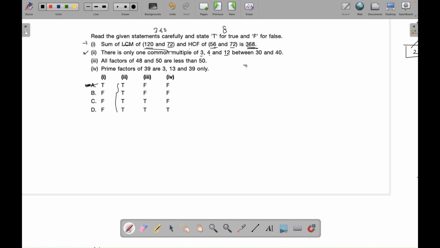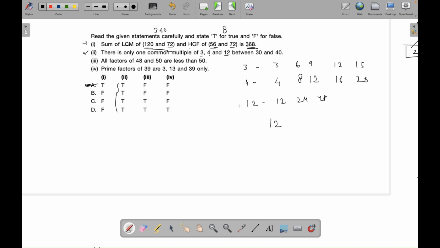So what we can do is, 3 is 3, 6, 9, 12, 15, and so on. 4 is 4, 8, 12, 16, 20, and so on, right? And then 12 is 12, 24, 48, and so on. Now you see 12 is common among all of these, and it's the smallest common multiple. So 12 will be the LCM.